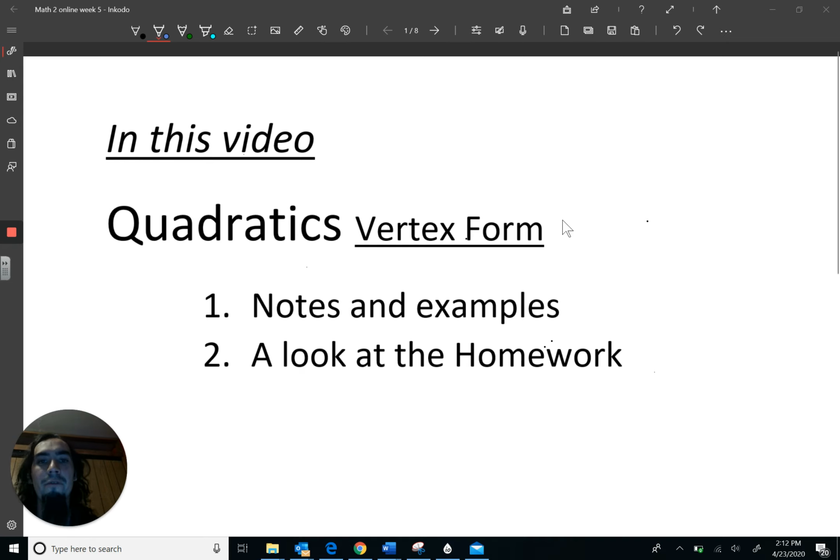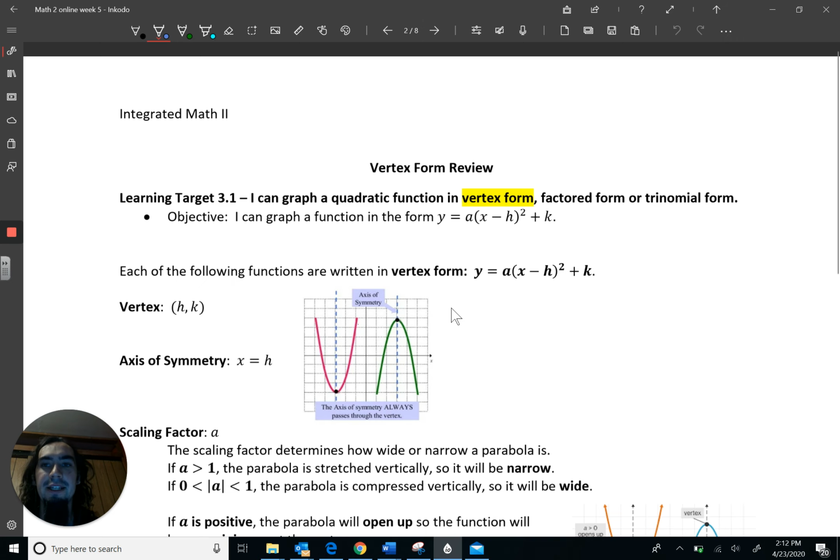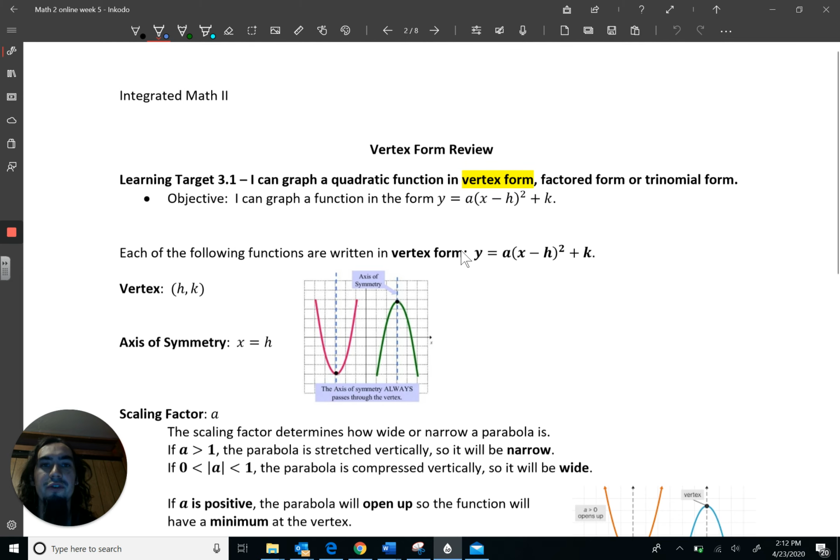So we're going to do Vertex Form right now, Vertex Form for Quadratics. And we're going to do two things. We're going to look at notes and some examples, and then we're going to take a look at the homework. Okay, so let's go ahead and jump in. Here's some notes. All right, Vertex Form review.